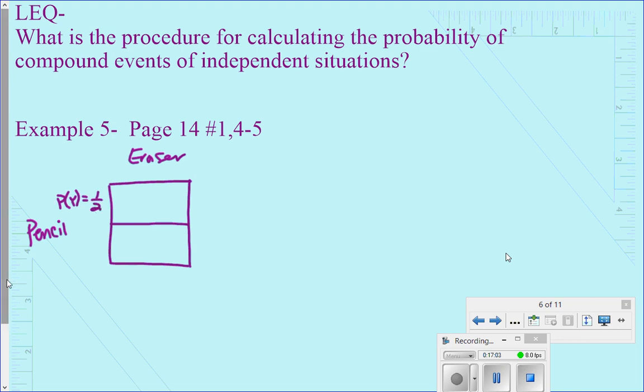Okay, now I need to divide up the other half into 1/3 and 1/6. Well, remember, 1/3 is 2/6, so I want to make it twice as big as the other. So that looks like I've got it in about 2/6 and 1/6. Okay, so we have probability of blue is 1/6, and we have probability of red is 2/6, which is 1/3.